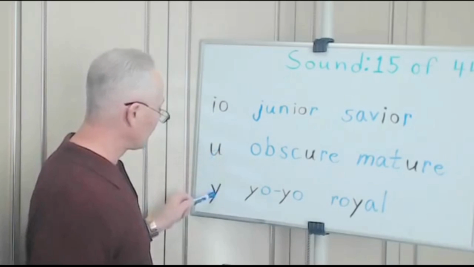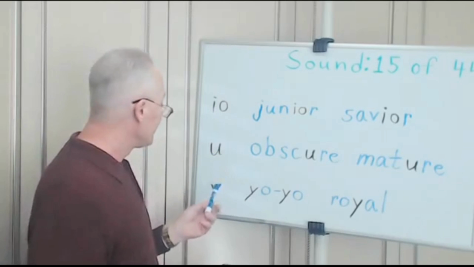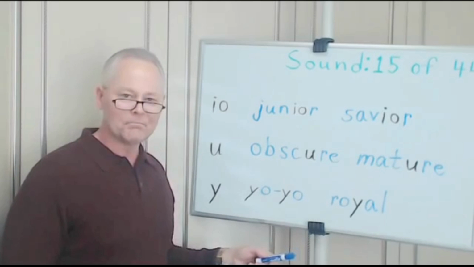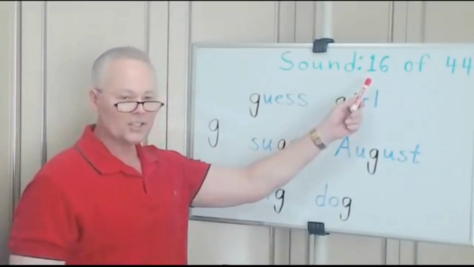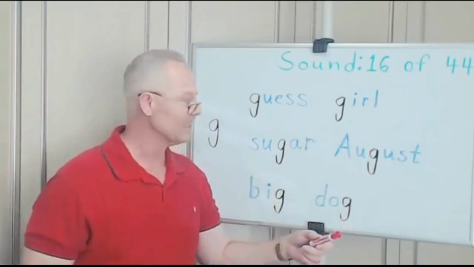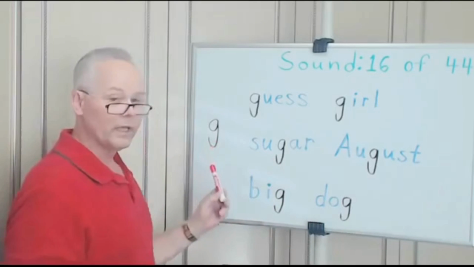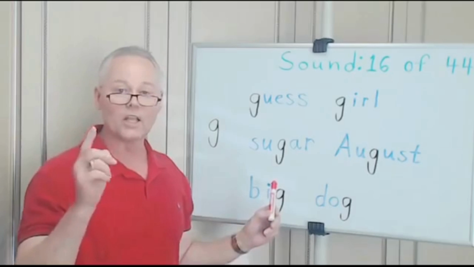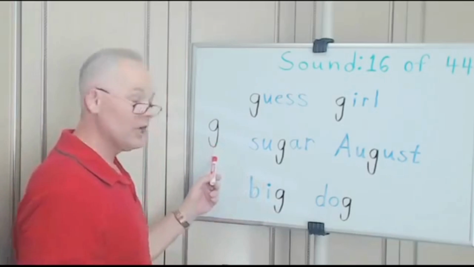Now they're in this order because of the alphabet. But Y, that's what most people think of for that sound, all right? That's the end of this sound 16 of the 44 sounds we find in American English. Here we have one lone letter, one lone consonant, G.